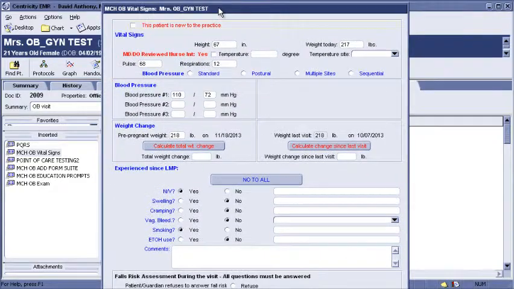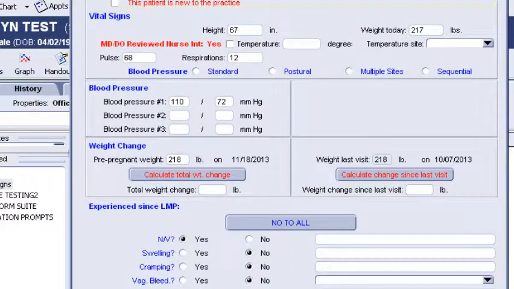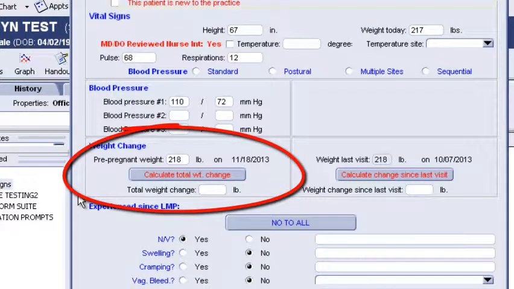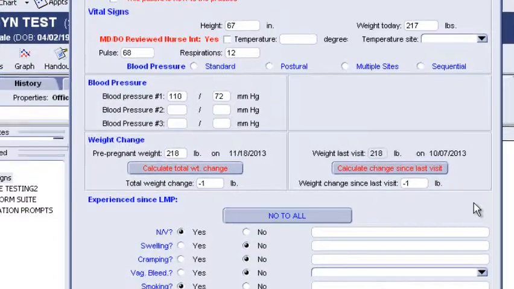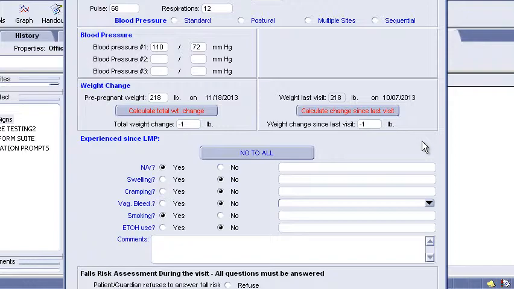First, just notice that the vitals are slightly different from the other vitals forms in that in addition to the height and weight and blood pressure, there's a place here for the weight change. You can see that her pre-pregnant weight was listed as 218 pounds, and her weight today is actually 217 pounds. So you can click to calculate total weight change for the pregnancy and her weight change since the last visit, which in this case turns out to be the same number, -1. Early in the pregnancy, it is not unusual for someone to lose 1 or 2 pounds.